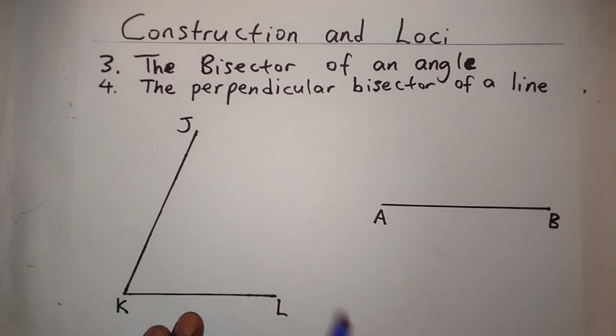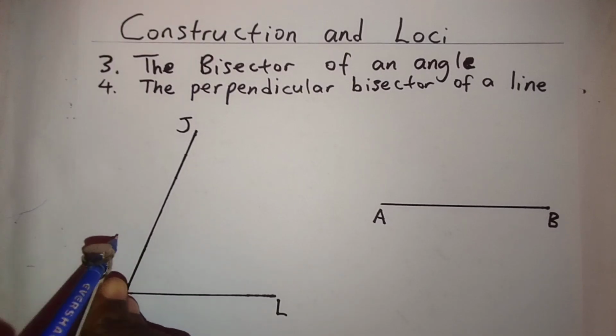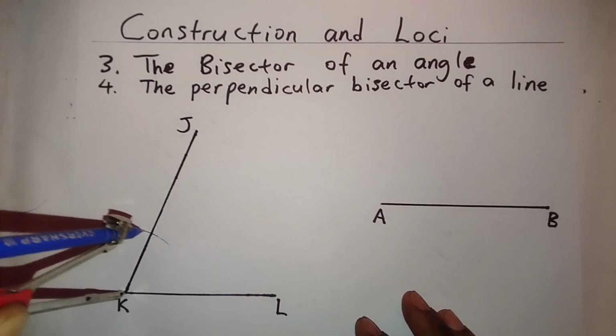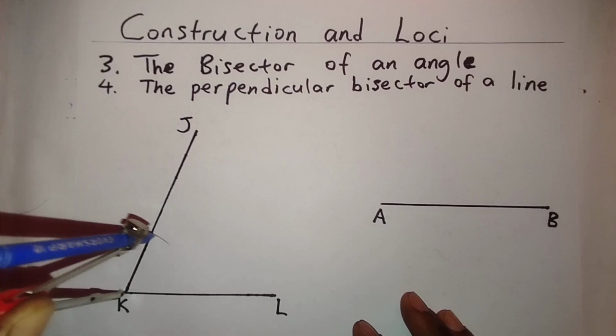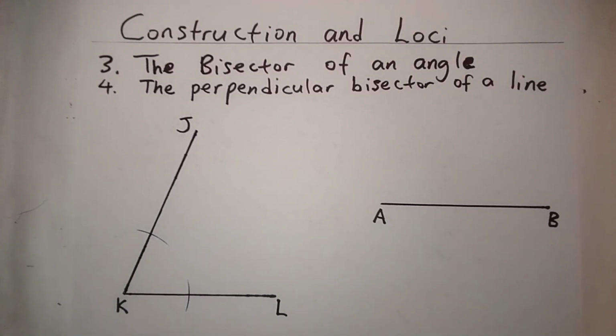Now I want to construct the bisector of an angle. So here I've got a given angle JKL. So I want to construct the bisector of this angle JKL. What is a bisector of an angle? To bisect an angle means to divide it into 2 equal parts. So how do I construct the bisector of the angle JKL? With K as my center and a suitable radius, I will draw 2 arcs, the first one on line JK and the other one on line KL.